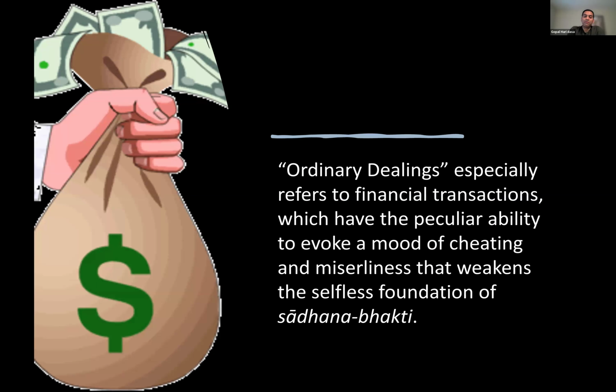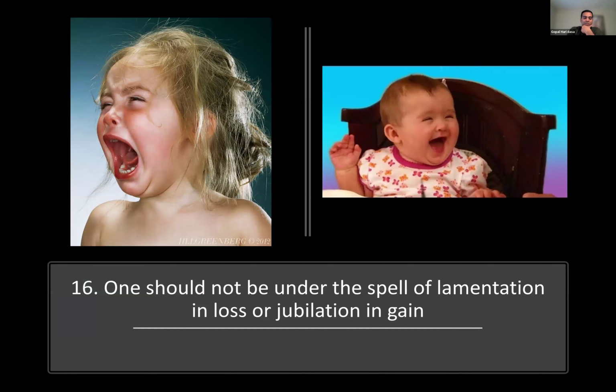Ordinary dealings especially refers to financial transactions, which have the peculiar ability to evoke a mood of cheating and miserliness that weakens the selfless foundation of sadhana bhakti. Right? A devotee is very simple in his dealings, very clear and straightforward, and this is why they are very peaceful and they can do practice nicely. Not just that, but this is also how they please the Lord. Krishna is displeased when we are duplicitous.